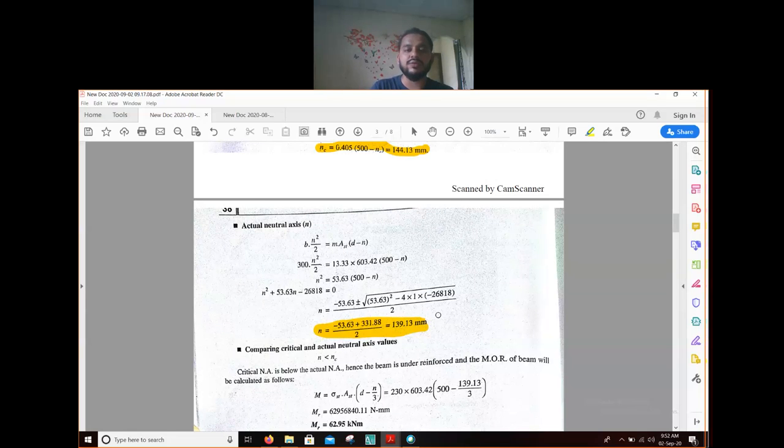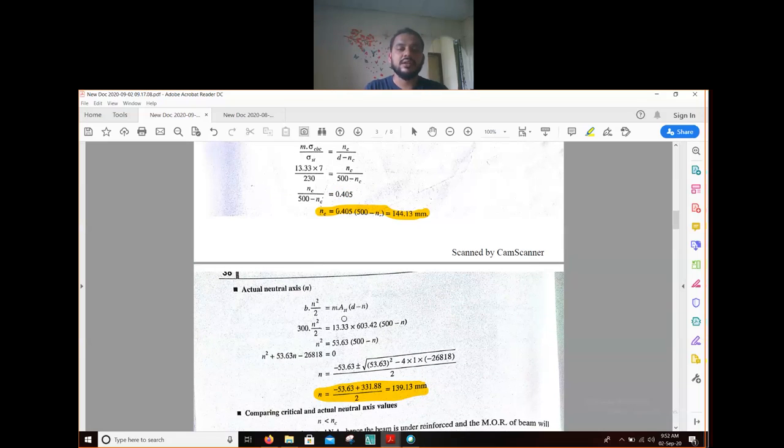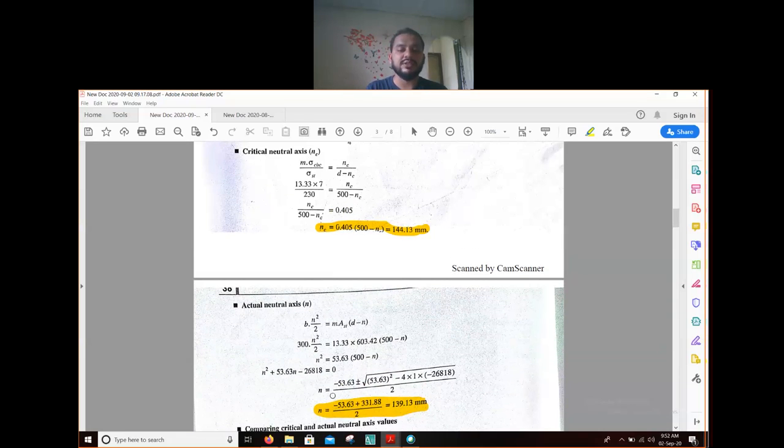Now you have to compare the two values, critical neutral axis and actual neutral axis. Which value is more? From these two values, you can see that our critical neutral axis depth is more than the actual neutral axis depth. So can you tell me what is the type of section? In the last class, I have shared the PDF and explained what is an under reinforced section and what is an over reinforced section. So if NC is greater than N, what will be the type of section? Whether it will be under reinforced, over reinforced, or balanced?